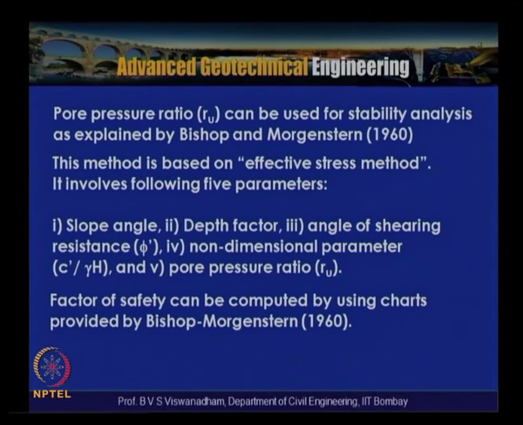Depth factor is nothing but soil below the toe. If that height is say D, and the slope height is H, that is the ratio of D by H, and angle of shearing resistance, that is friction angle phi dash. And non-dimensional parameter, which is nothing but C dash by gamma H, where H is the height of slope, and pore water pressure ratio. So factor of safety can be computed using the charts provided by this, but these are not covered in this particular lecture.